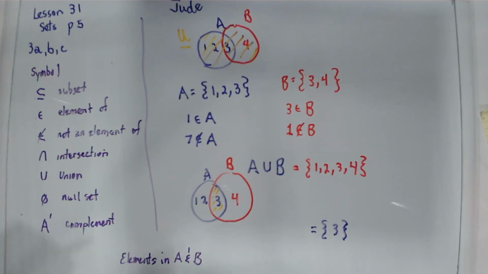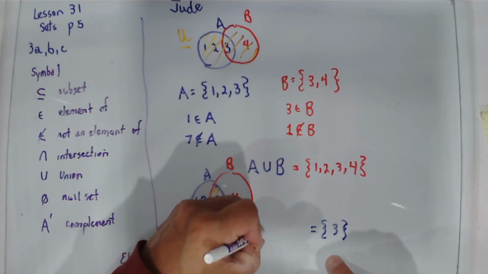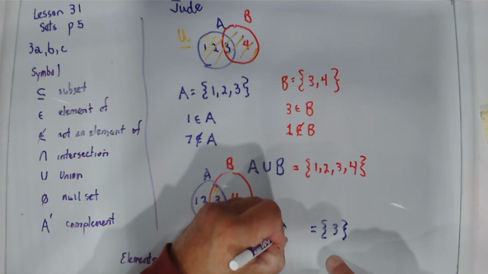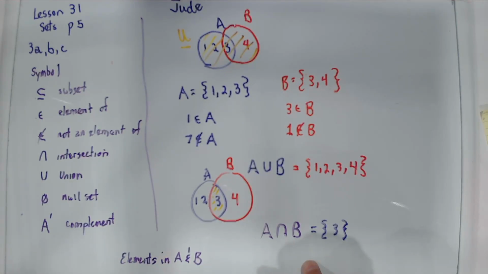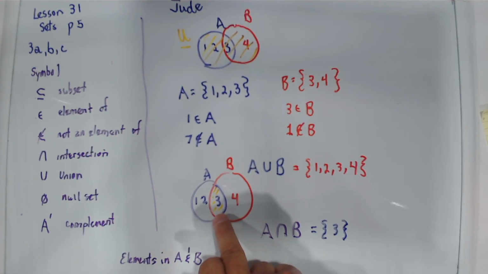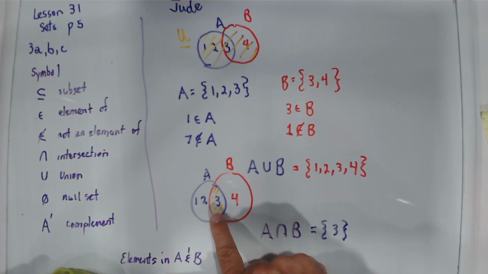So how would we write that? Elements in A and B would be 3. That's this. And the way you'd write that is A intersection B. And that's how you denote the common elements between the two. So those are the basics of sets. I combine the sets in a union, and also you find the common items here with an intersection.